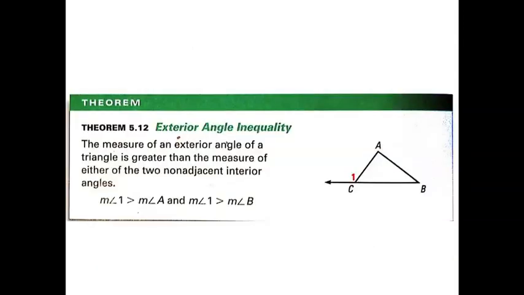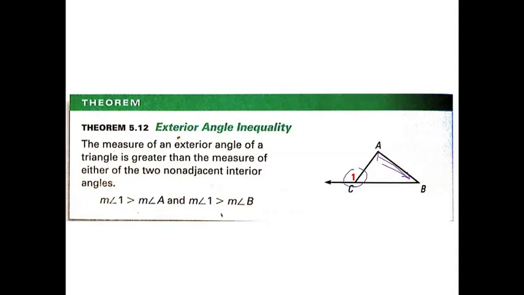Alright, exterior angle inequality kind of goes back to the whole idea of the exterior angle theorem. We know that angle 1 here, being an exterior angle, has to equal the sum of the remote interiors, which in this case are angles A and B. So we know that A and B have to add up to angle 1. Well, if these two angles both have to be more than 0, and they have to add up to angle 1, then both of these angles have to be smaller than angle 1, because combined they equal angle 1.